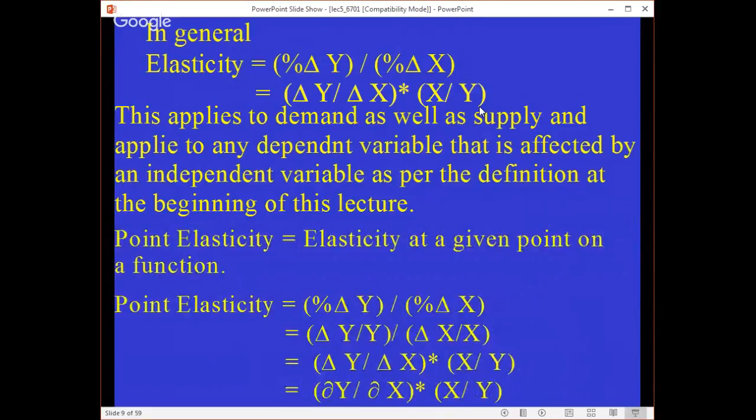So going on, I just change the big deltas down here and turn them into partials, and I get something very similar to our point price elasticity of demand. All I have to do is change the quantity demanded for Y and the price for X.